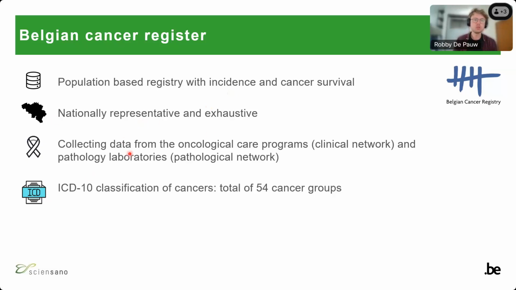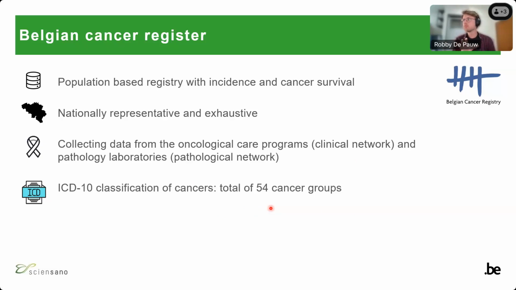So what they do is they also collect data from the oncological care program, a clinical network, and pathology laboratories, a pathological network. So there is actually a lot of information on cancer available in the Belgian Cancer Registry. And this is quite similar to the presentation of Elena. There is also this ICD-10 classification of cancers, or that's at least the transformation that is done, where in this exercise we focused on a group of in total 54 cancers.